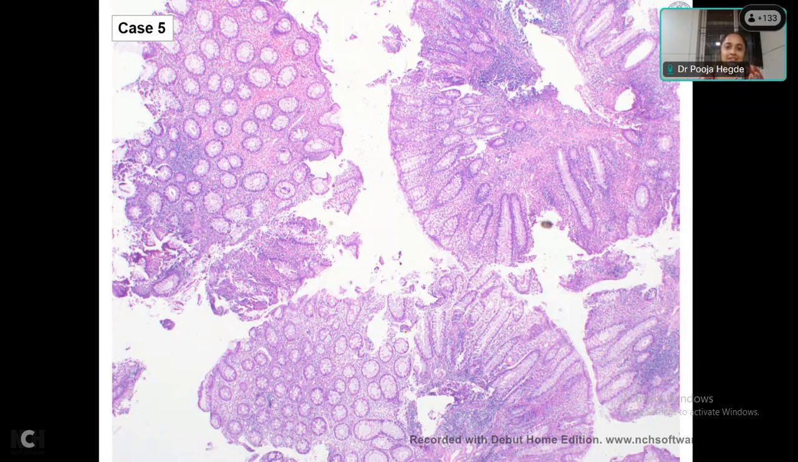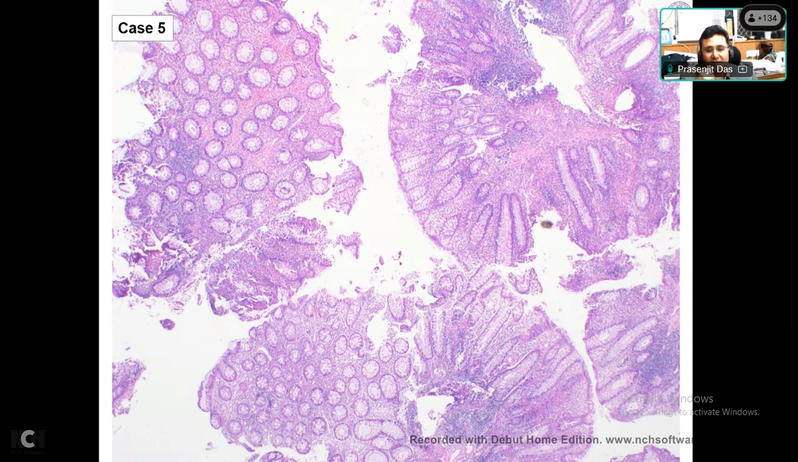Sir? Yes, please. Sir, in the case which I had presented, the ileocecal biopsy, in that basal plasmacytosis and eosinophils are common. So if the crypts are not distorted and the mucosa was not inflamed, can we call it a normal biopsy, sir?